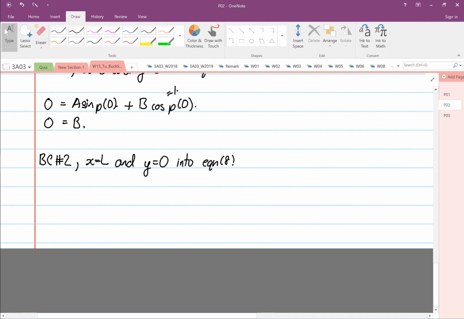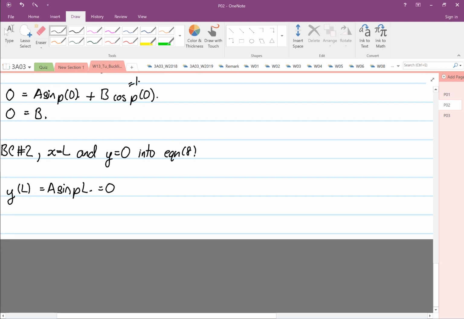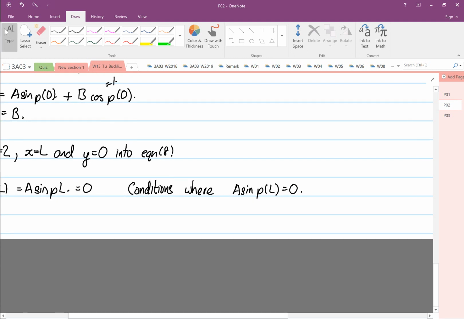So from here you know that y at distance L is equal to A sine small p L. We know that y at L is equal to 0, so we need to reflect on the condition where A sine small p L is equal to 0. We have to find when this is true.